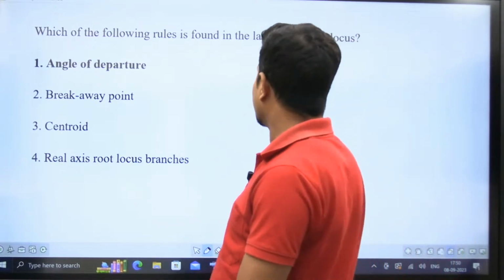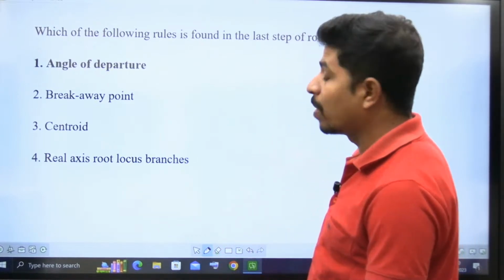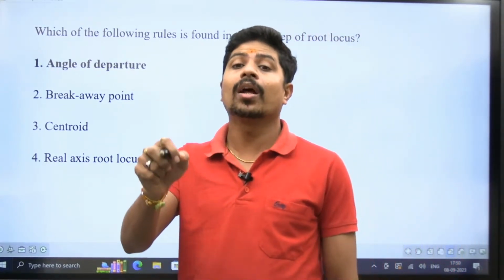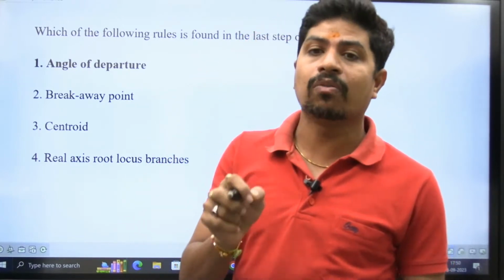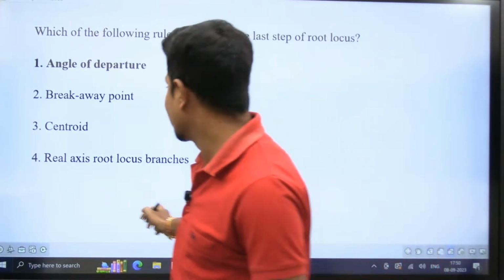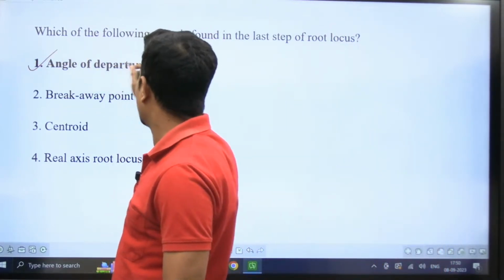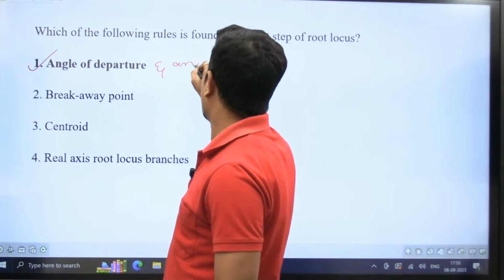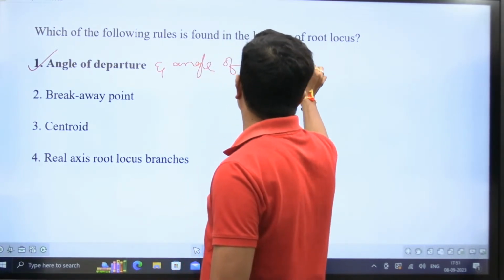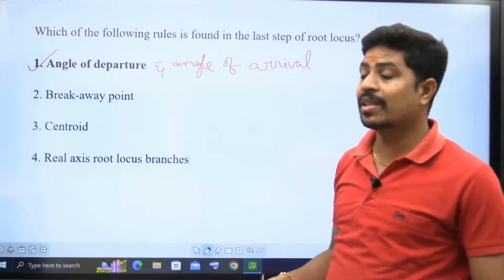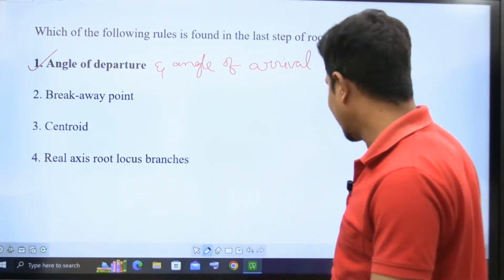Which of the following rules is found in the last step of root locus? Remember, angle of departure and angle of arrival are the last steps of root locus. We have some rules for sketching root locus. In that, the last step is angle of departure and angle of arrival.